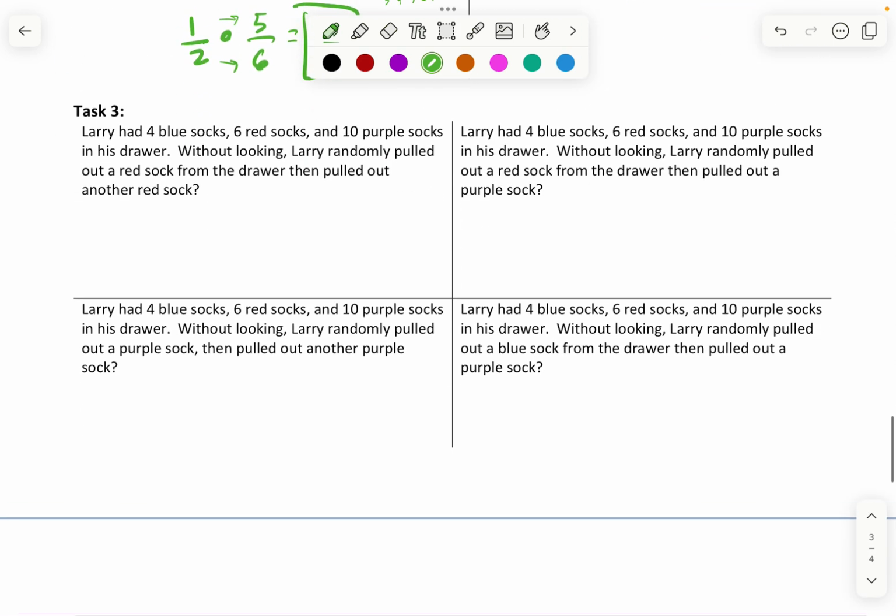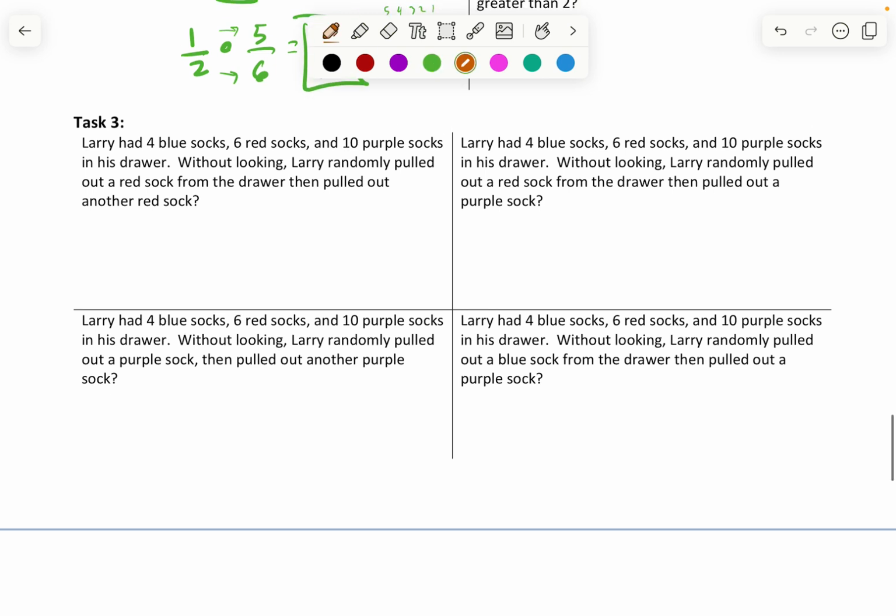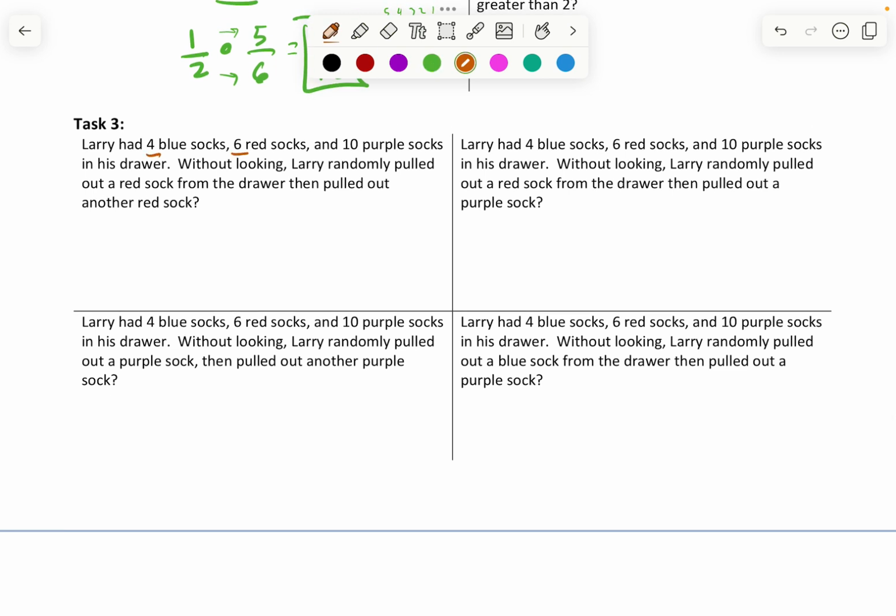All right, there's some pulling out some socks out of some drawers. Let's do this guy. 4 blues, 6 reds, 10 purples. So it looks like you should first probably take the total amount, and I'd say that would be 20. 4 plus 6 plus 10, right? Without looking, Larry randomly pulls out the red sock. Okay, so how many red socks are there? Looks like 6. So I'm going to put 6 up here, times, and then pulled out another red sock.